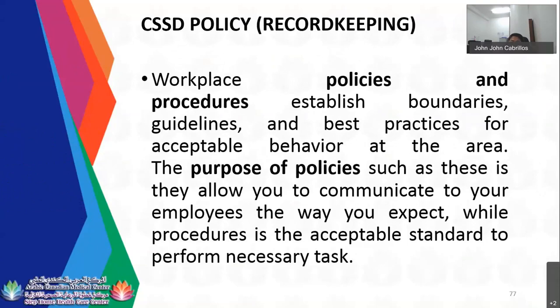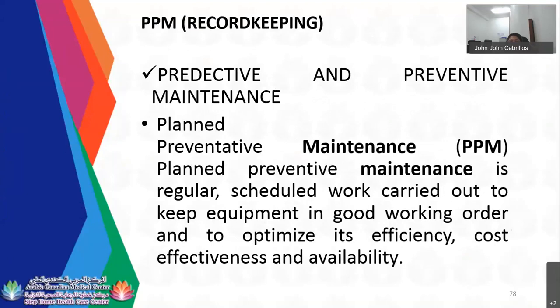For CSSD policy, it's the same. The CSSD policy is a workplace policies and procedures, established boundaries, guidelines, and the best practice for CSSD. For your PPM, it's planned preventive maintenance. You need to check what machine is that, when is the last PPM, and when is the next PPM. So the lot number is there, what is the machine name, and when is the last PPM and when is the next PPM.